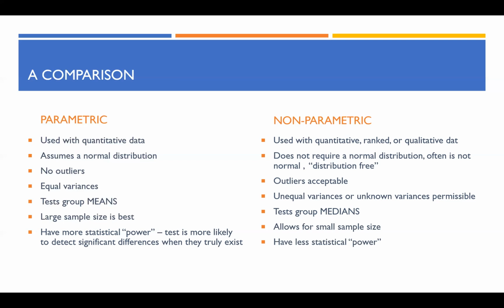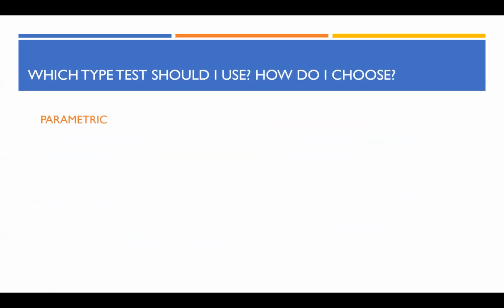For pretty much every parametric test, there is an equivalent non-parametric test, and we're going to be talking about some of those in this course. But the other decision you have to make is, when should I use parametric? When should I use non-parametric? Again, quite honestly, in my thought, if I have quantitative data, I'm going to do parametric. But if I have qualitative data or ranked data, then I might want to consider a non-parametric test.